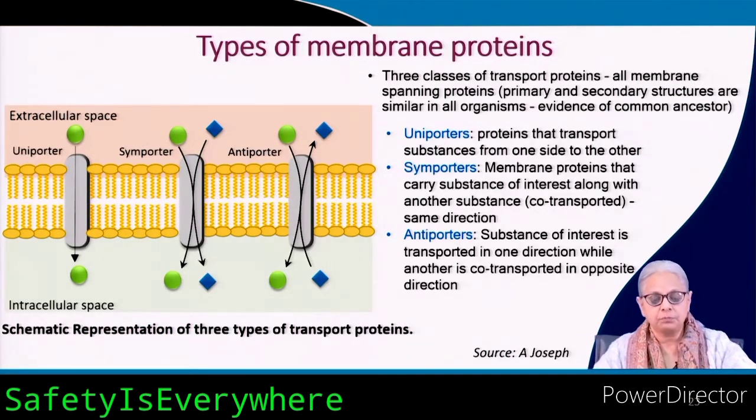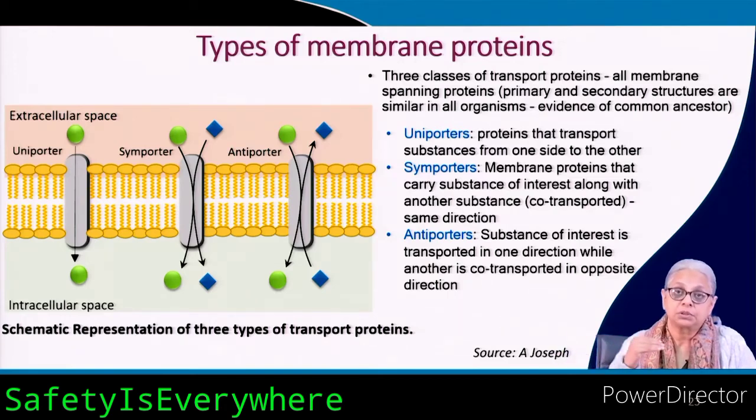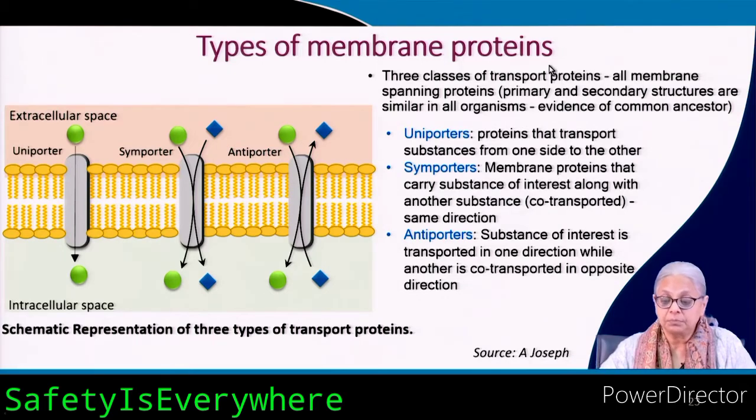In terms of types of membrane proteins, there are three types: uniporters, symporters, and antiporters. One interesting fact, again part of evolution, is that primary and secondary structures of all transport proteins are the same. So if you remember, when we looked at proteins, we looked at primary, secondary, tertiary and quaternary structures. At the primary and secondary level, all organisms have the same proteins. That is what people are saying is the evidence of a common ancestor for all life forms.